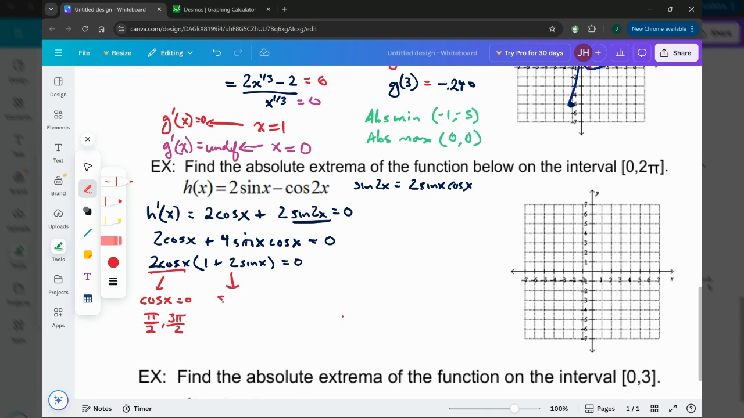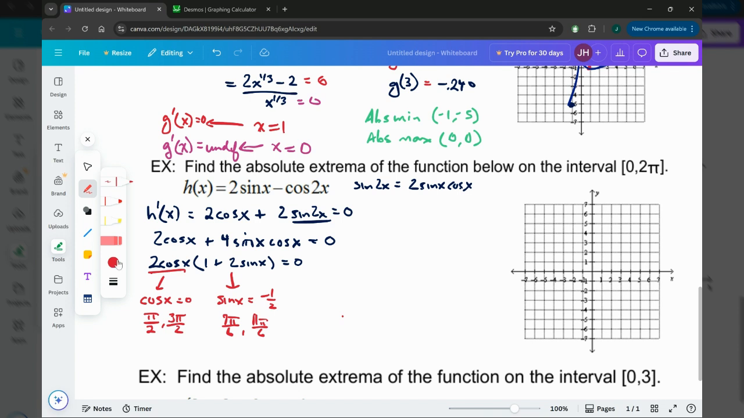Here, I would get sine of x equals negative 1/2. Where does sine of x equal negative 1/2? Well, where's sine negative? Sine is negative in the third and the fourth quadrants. So sine equals 1/2 at the multiples of pi over 6. So we're talking 7 pi over 6 and 11 pi over 6.